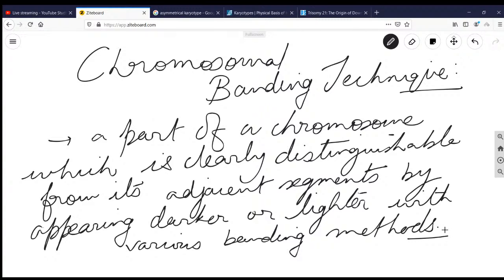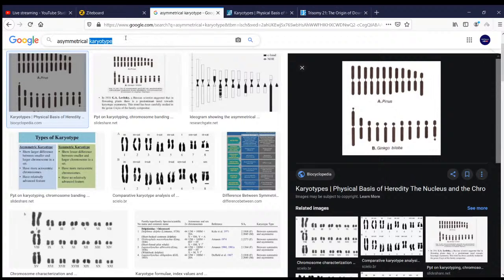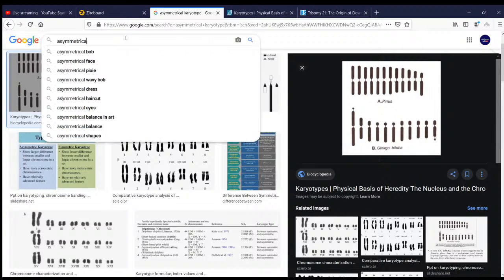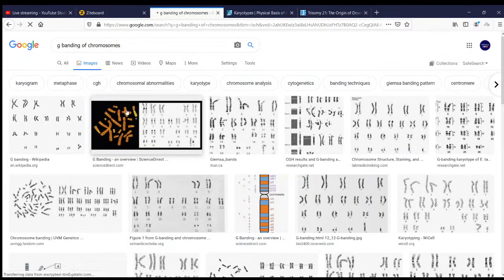Okay. So this is the definition of chromosomal banding techniques. This means what? If I show you an image here, chromosomal banding, or directly if I show you G banding, which is one of the chromosomal banding images.